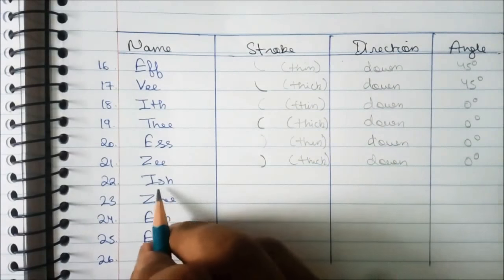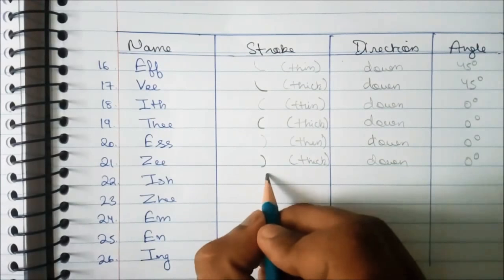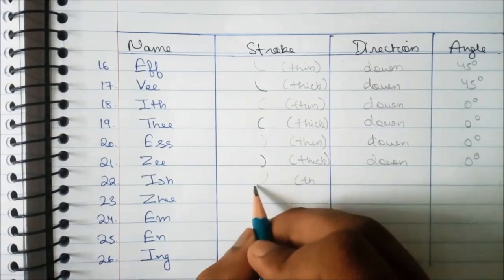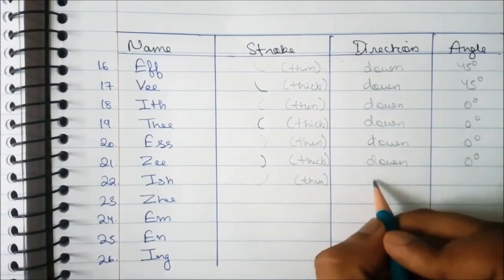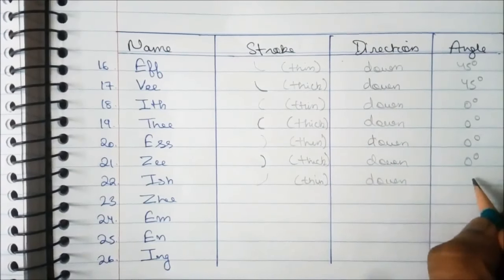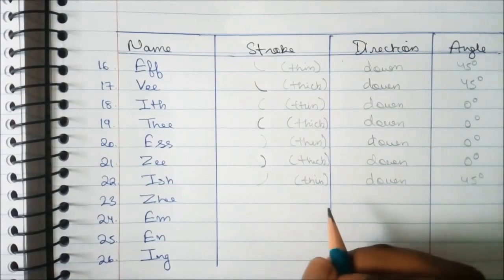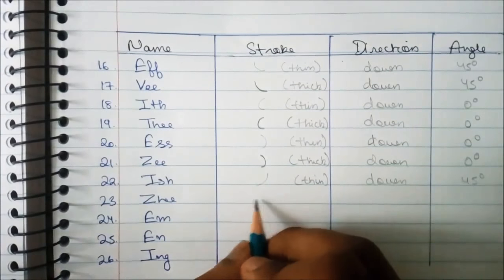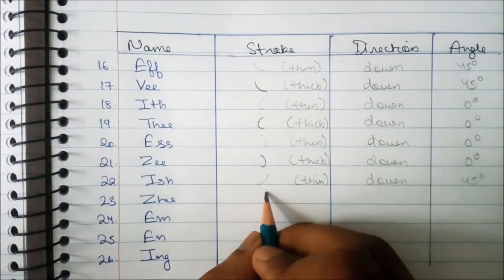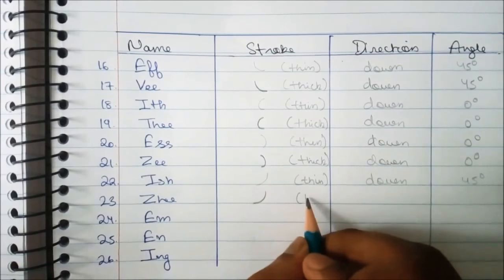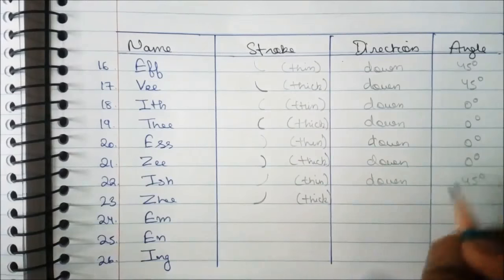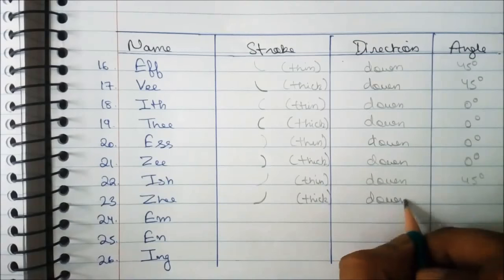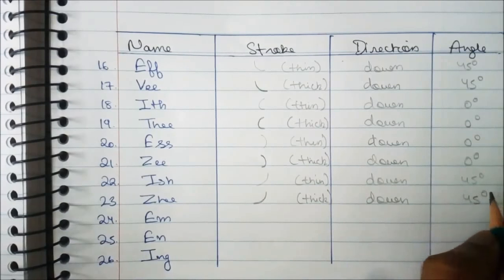Now the next stroke is pronounced as Ish. It is a little bit slanting and it is a thin stroke. It is also drawn downwards and makes an angle of 45 degree. Now the next stroke is Ye. It is spelled as Ye. It is a thick stroke and its direction is downward and it makes an angle of 45 degree.